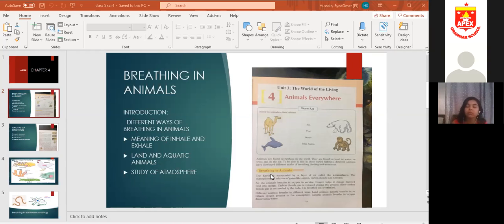Okay, so now breathing in animals. We know that Earth is surrounded by a layer of air called atmosphere. Underline this line: the Earth is surrounded by a layer of air called atmosphere. What is atmosphere? Surrounding the Earth is a layer of gases like oxygen gas, carbon dioxide gas, nitrogen gas.